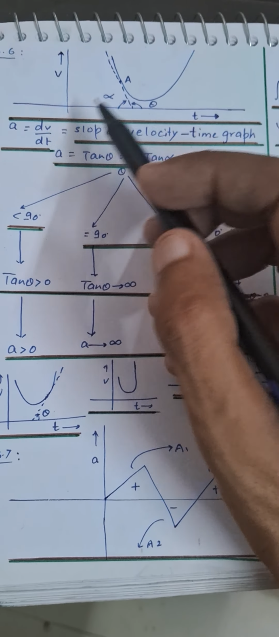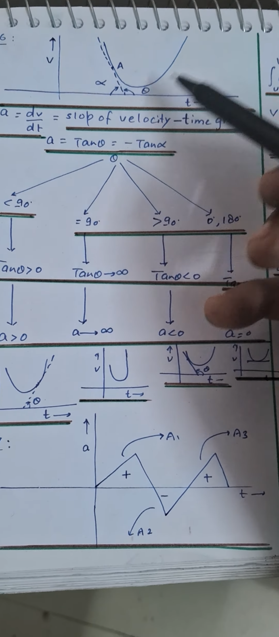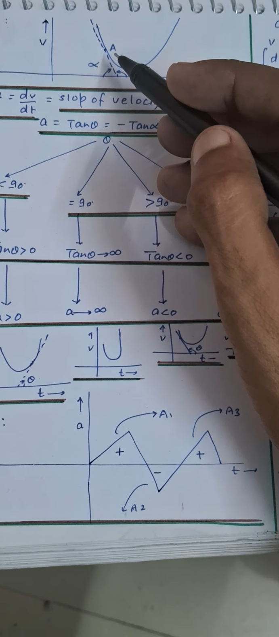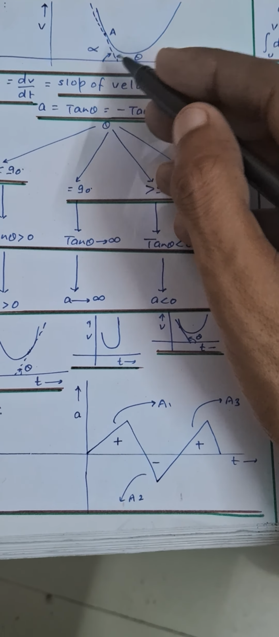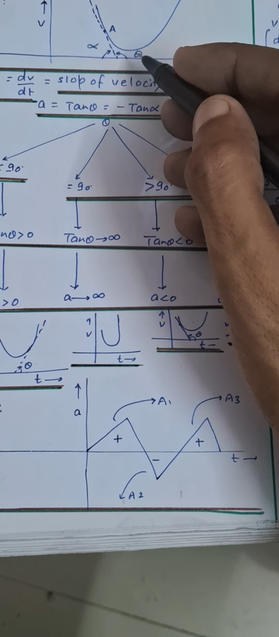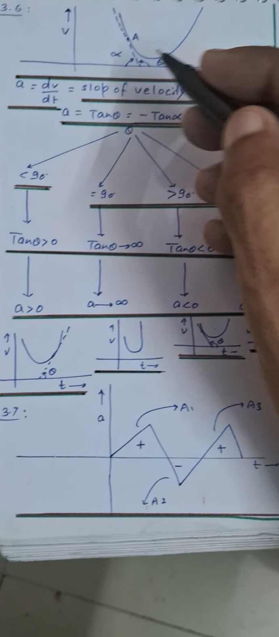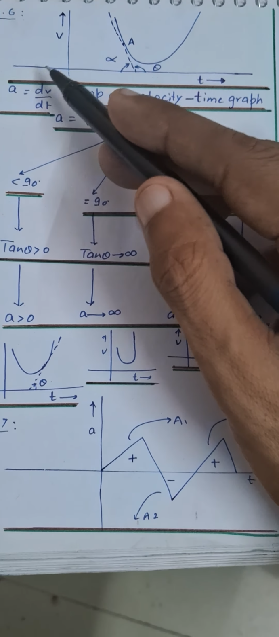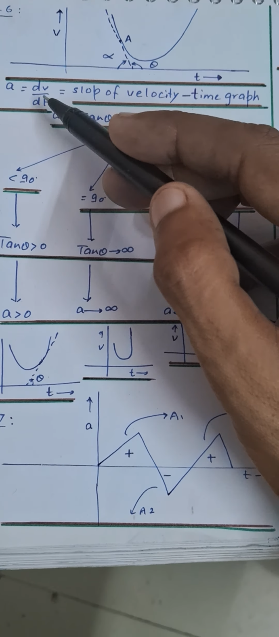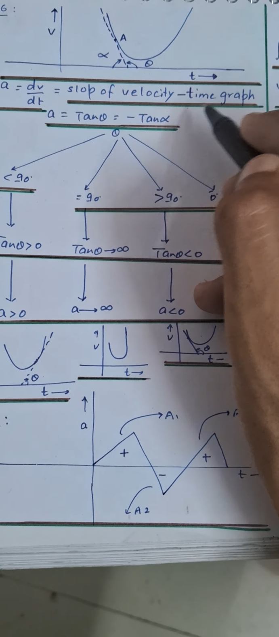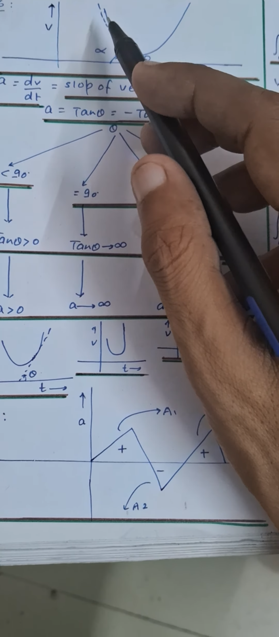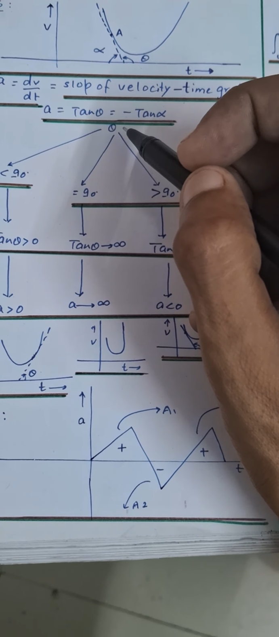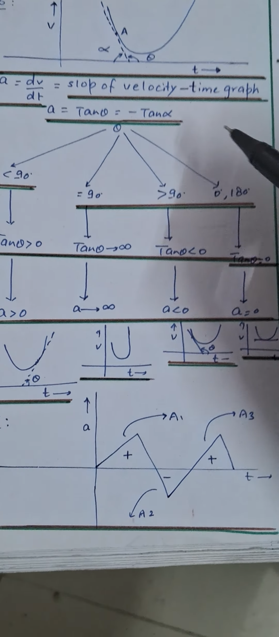So next point is the velocity time graph. Suppose I draw the velocity time graph like this, and at a certain point A I draw a tangent. So here there are two angles. In anti-clockwise direction the angle is theta, in clockwise it is alpha. So we define instantaneous acceleration as dv by dt, which is the slope of the velocity time graph. So here acceleration will be dv by dt, which can be equal to tan theta or minus of tan alpha.